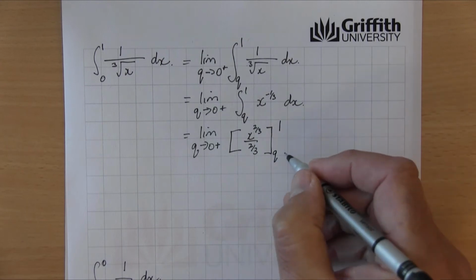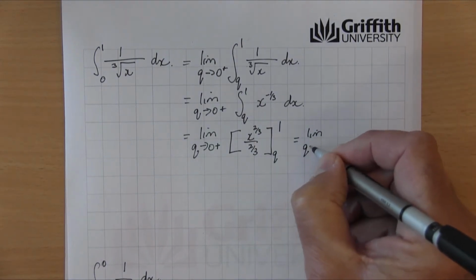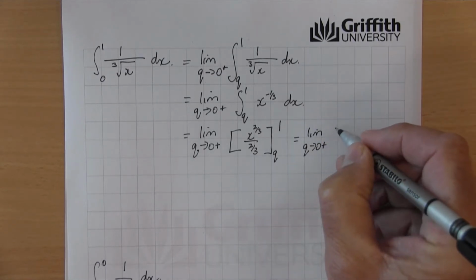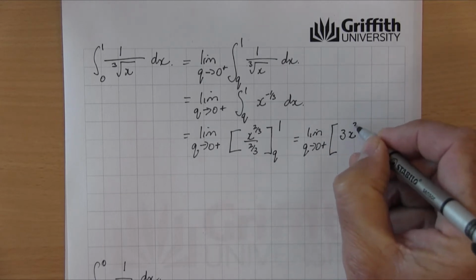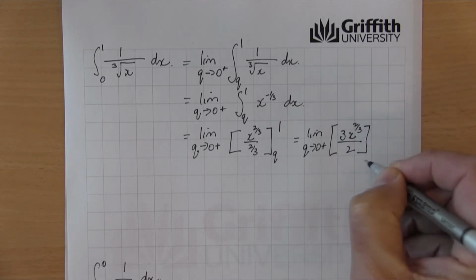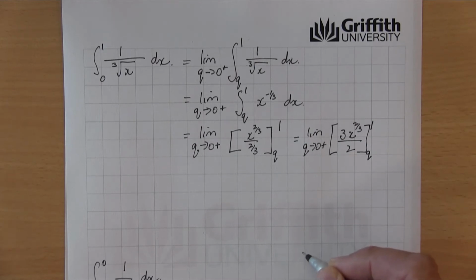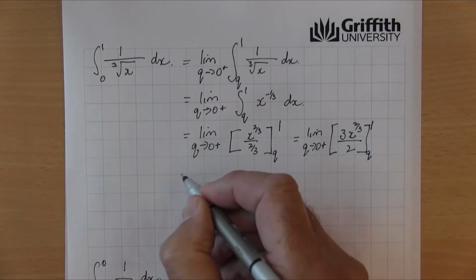We can simplify that a little bit better, and we can say that's the limit as q approaches 0. Divide by a fraction, we multiply by its reciprocal, and so that'll be 3x to the 2/3 all over 2 between q and 1. We can then substitute in our values 1 and q.